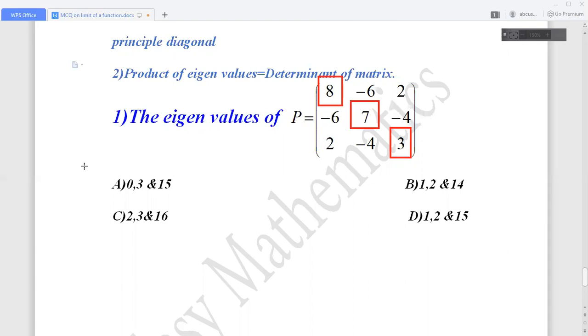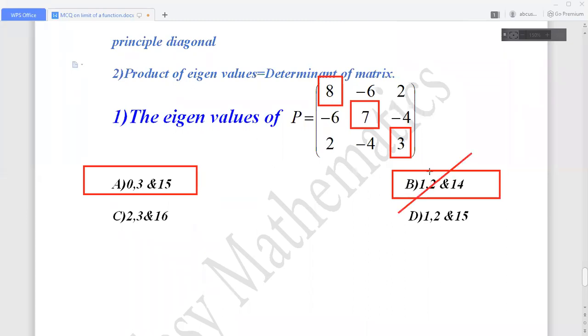Let's check the first option. Here in the first option, 0 plus 3 is 3, plus 15 is 18. It is 18. In option B, 1 plus 2 is 3, plus 14 is 17. So option B is incorrect. It is the wrong option, because the sum of the eigenvalues is not equal to the sum of the elements in the principal diagonal. Let's check the next option, C. 2 plus 3 is 5, plus 16 is 21. It is not equal to 18. So option C is also an incorrect answer.